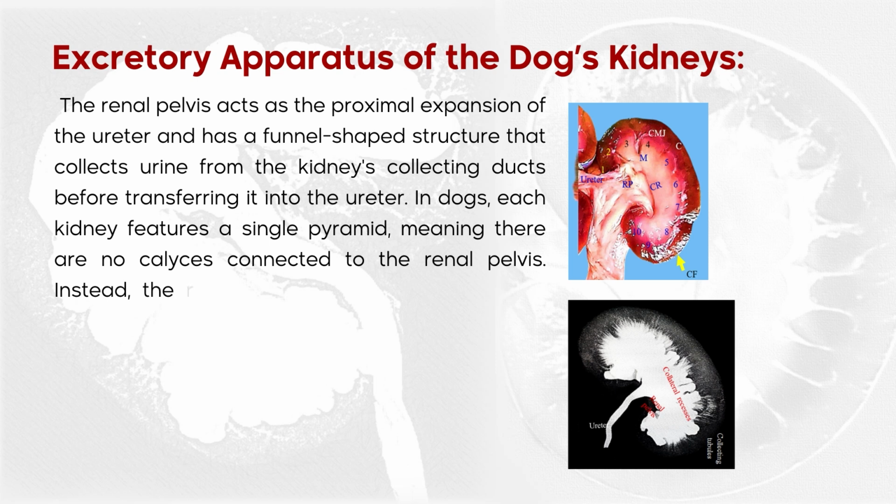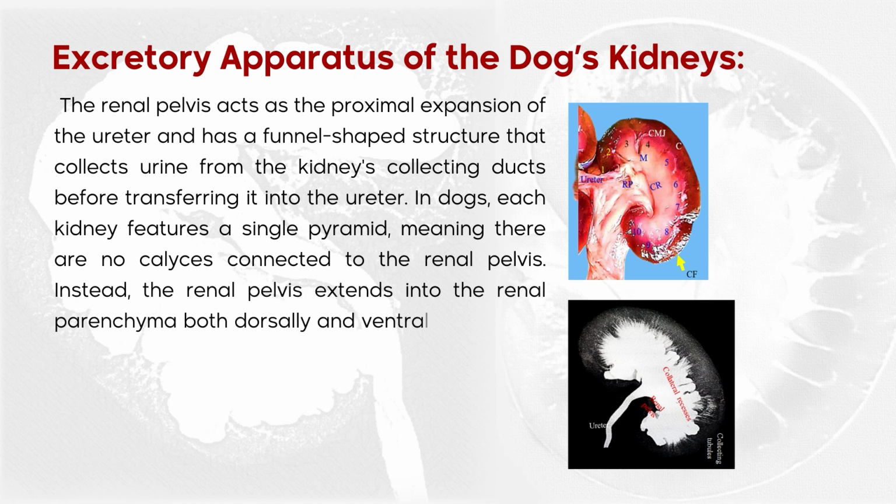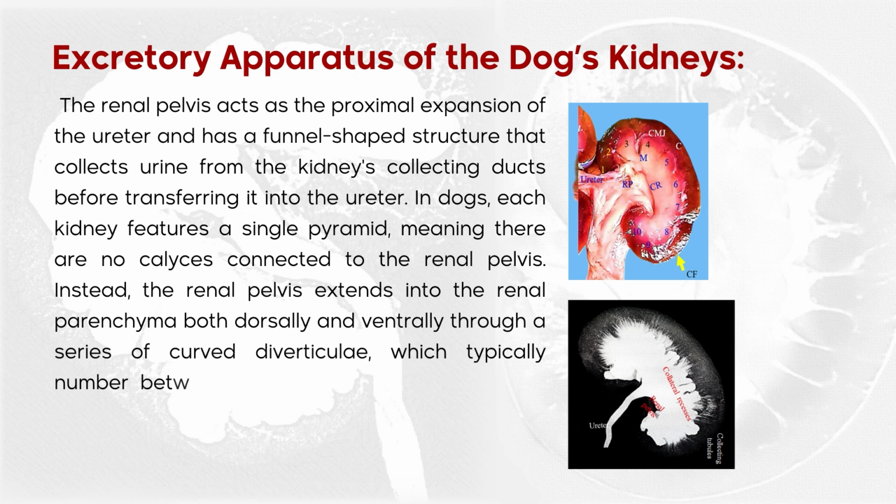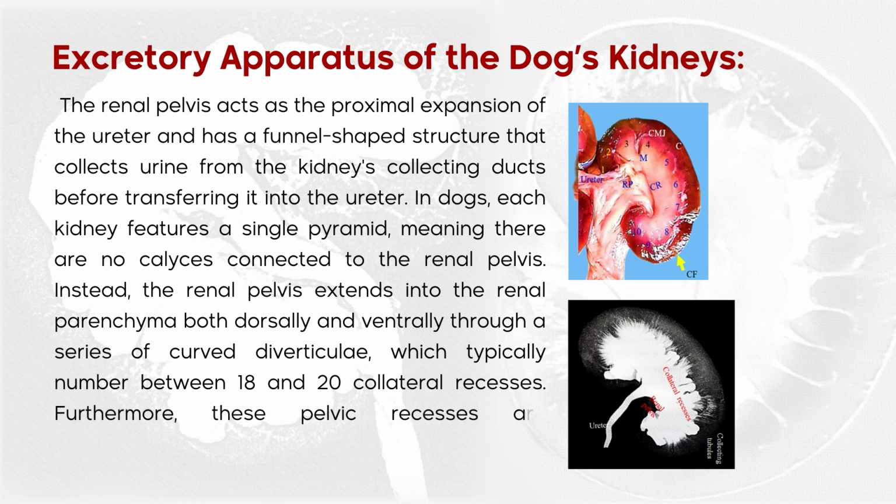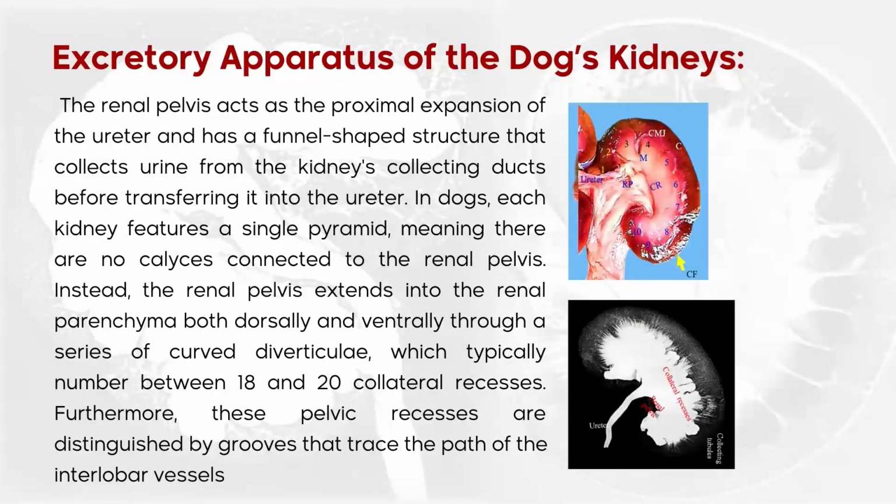Instead, the renal pelvis extends into the renal parenchyma both dorsally and ventrally through a series of curved diverticula, which typically number between 18 and 20 collateral recesses. Furthermore, these pelvic recesses are distinguished by grooves that trace the path of the interlobar vessels.